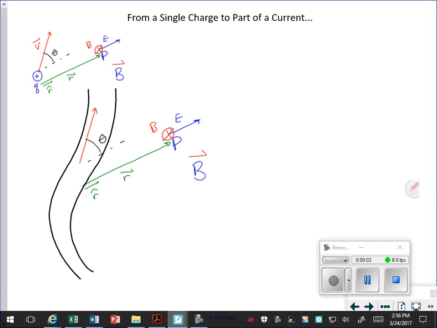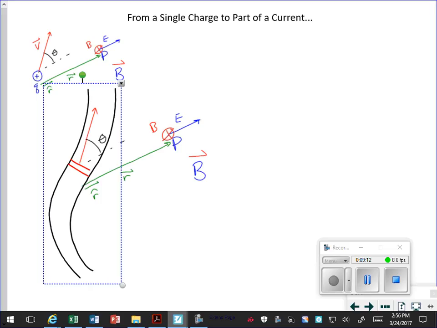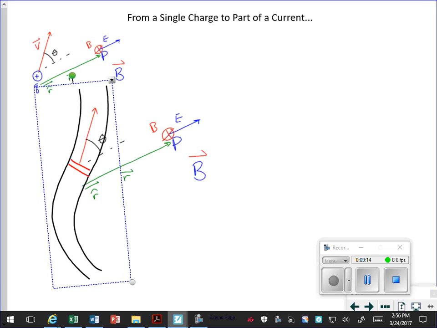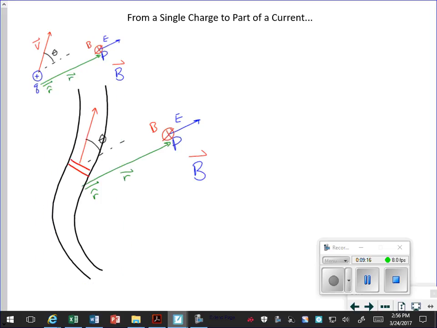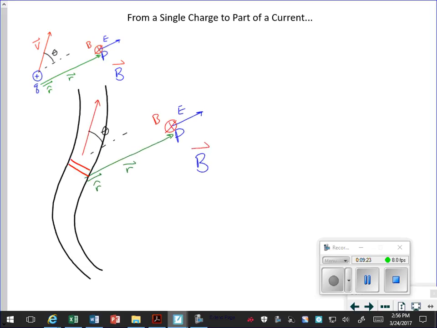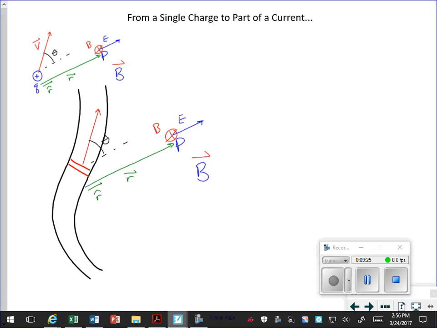Really, there's some little part of the current right there. My direction isn't perfect. Let's see if I can fix it. I like that better. Good. There's a little part of the current right there. You get what I'm doing, right?